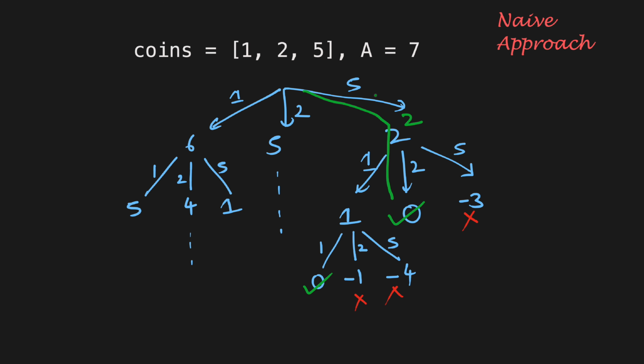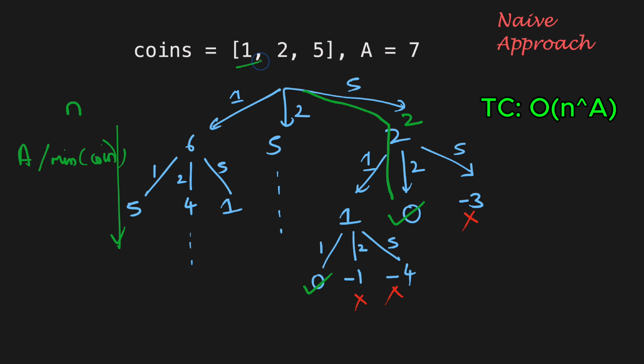Now the time complexity of this approach is O(n^a), where n is the number of coin denominations and a is the target amount. Because at each step we have n possible choices and the depth of the recursion will be proportional to amount divided by the minimum of coin denominations. For example, here that coin was 1, so we will have to go 7 times deeper just to make a change in this case. And in the worst case, the minimum value can be equal to 1. Hence the depth of the recursion in the worst case will be equal to a. And so the time complexity will be equal to n^a. And the space complexity will be equal to O(a) due to the recursion call depth.